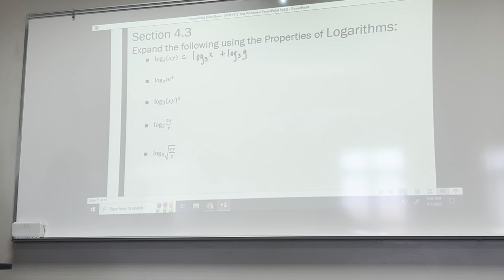The next one involves the power rule. The power rule just says you can bring down the exponent and multiply. So then that would just be 4 times log base 2 of n.